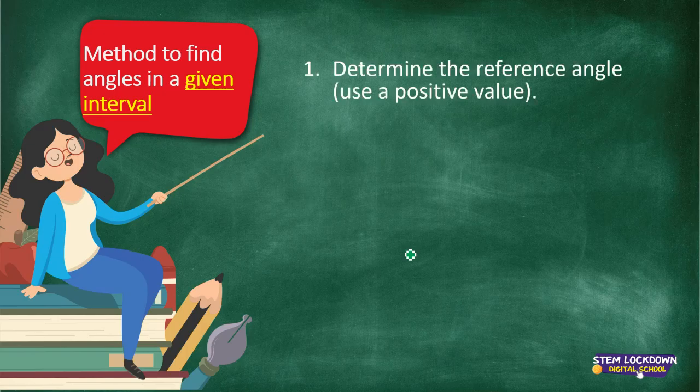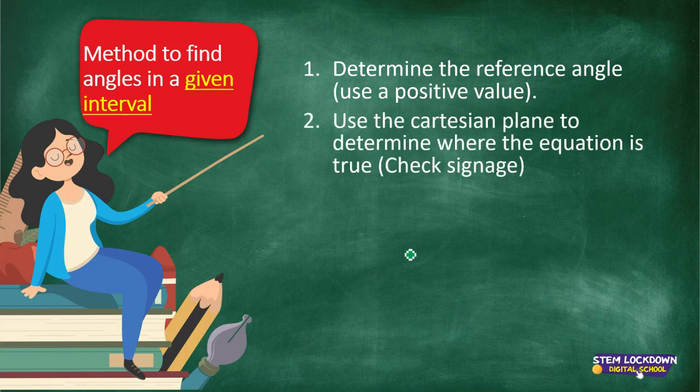Step 1, you will determine your reference angle. Remember to use a positive value. This is why I was saying that even if you have sine of theta is equal to minus 0.3, you'll only use 0.3, leave out the minus. Step 2, use your Cartesian plane to determine where the equation is true. When I say where the equation is true, I'm saying in the case of sine of theta is equal to minus 0.3, where is sine negative? Those are the quadrants that you are using. That is what step 2 means: where is the equation true, in the quadrants where your negative or your positive applies accordingly.